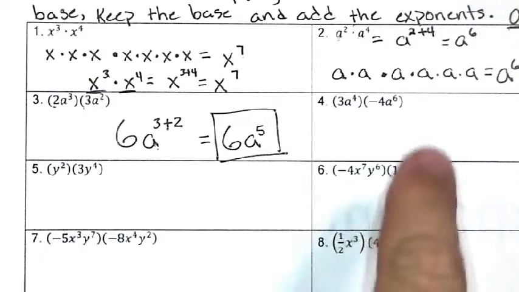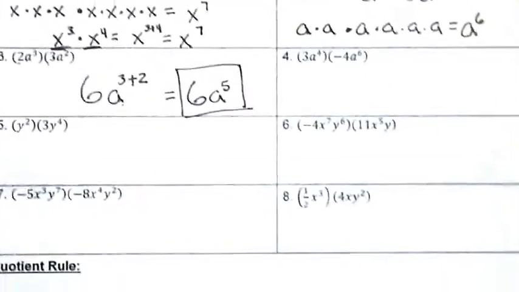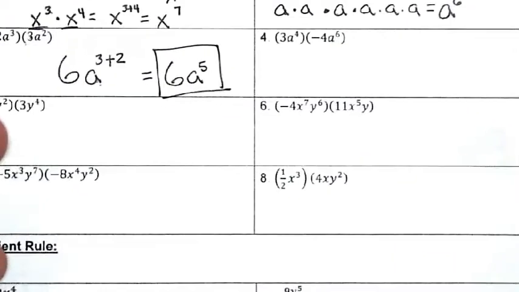I'm going to skip 4 and 5 real quick because I want to go to number 6. Because blah, blah, blah, blah, blah, blah, blah. I just went into mumble jumble mode.